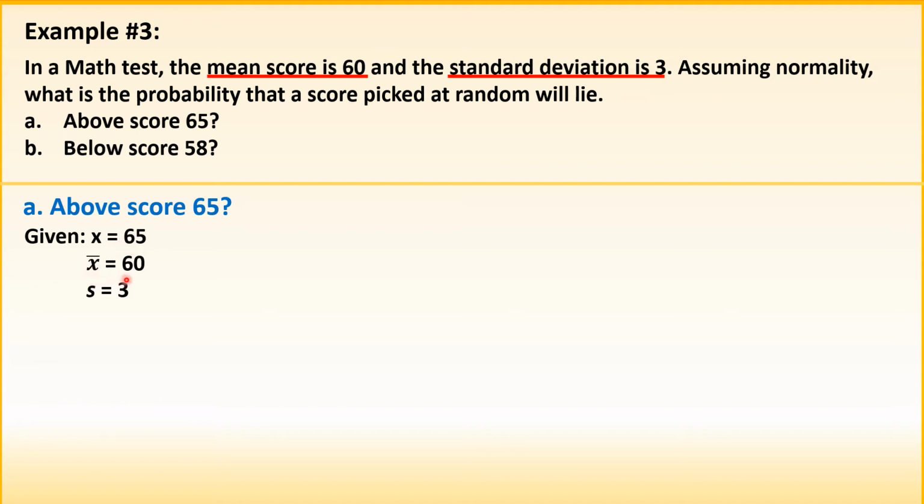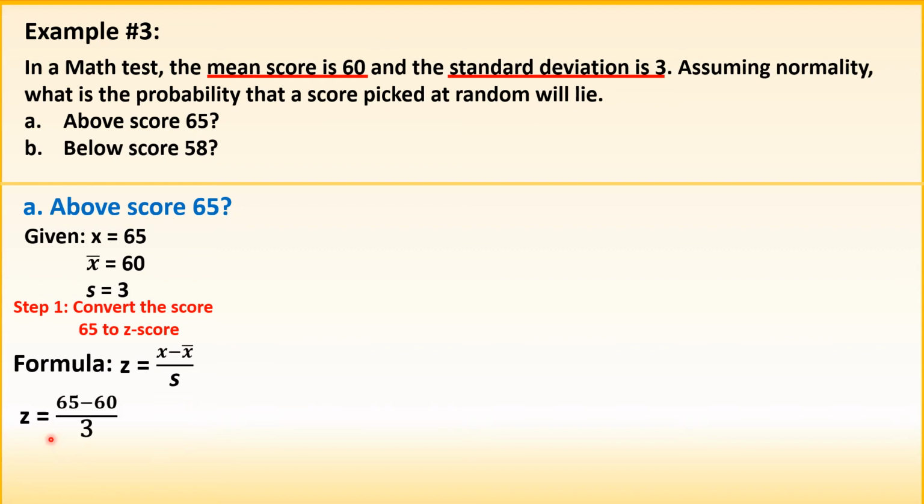Sample mean, which is equal to 60. Sample standard deviation, which is equal to 3. So, una nating step, we have to convert yung score na 65 to z-score. So, gamitin natin yung formula, z is equal to x minus x bar for the sample mean all over s for the sample standard deviation. Substitution, we will have now z is equal to 65 minus 60 all over 3.